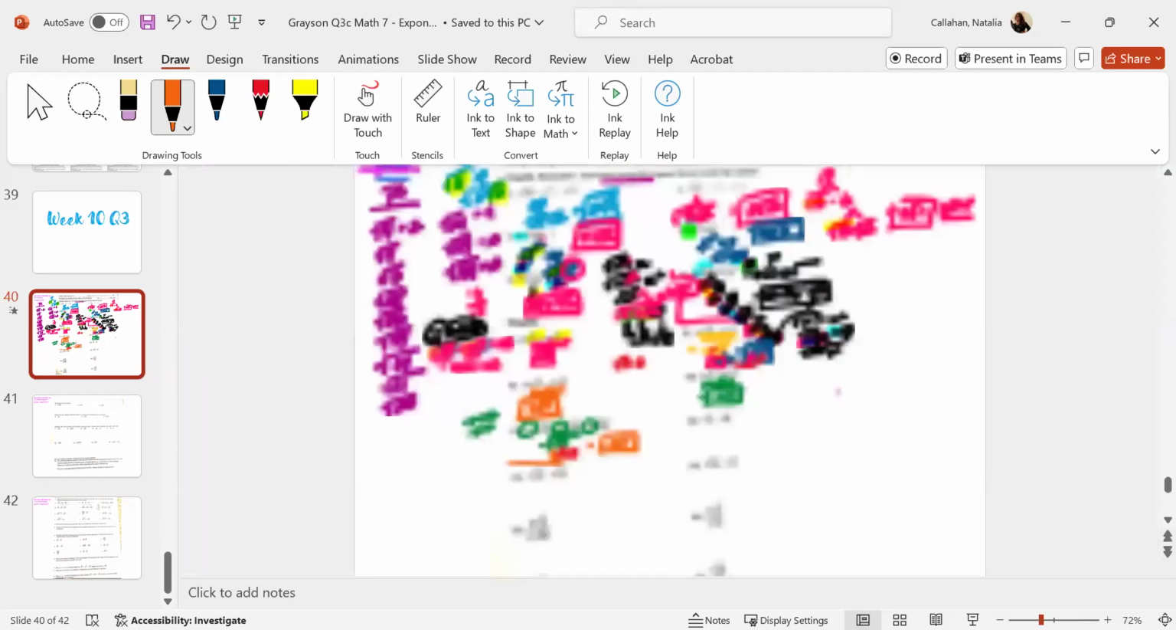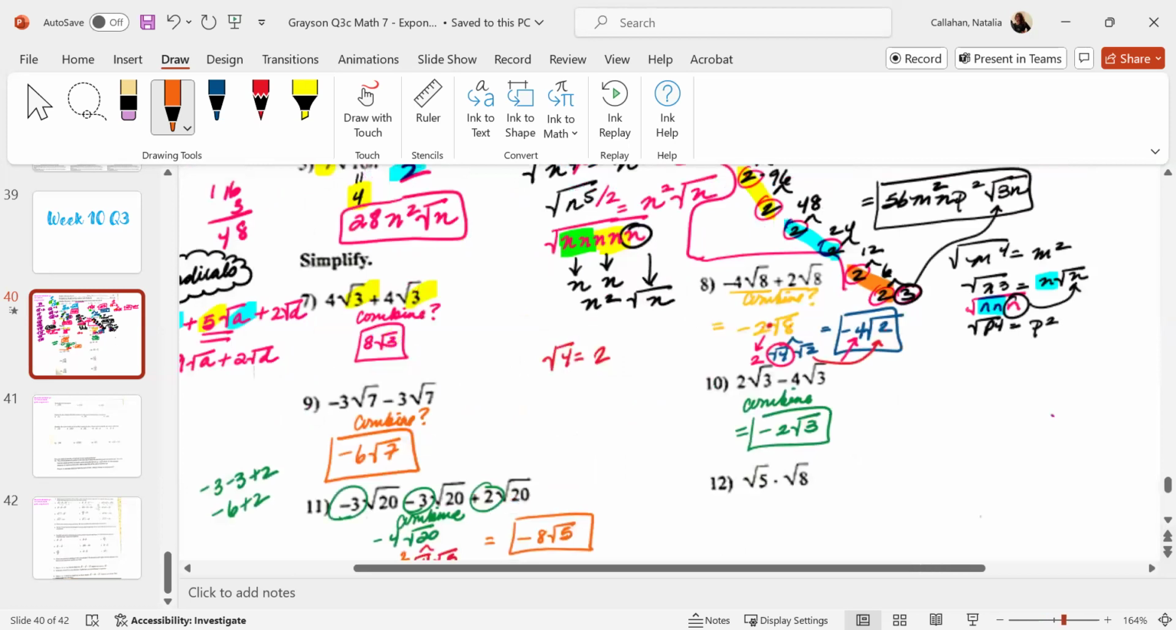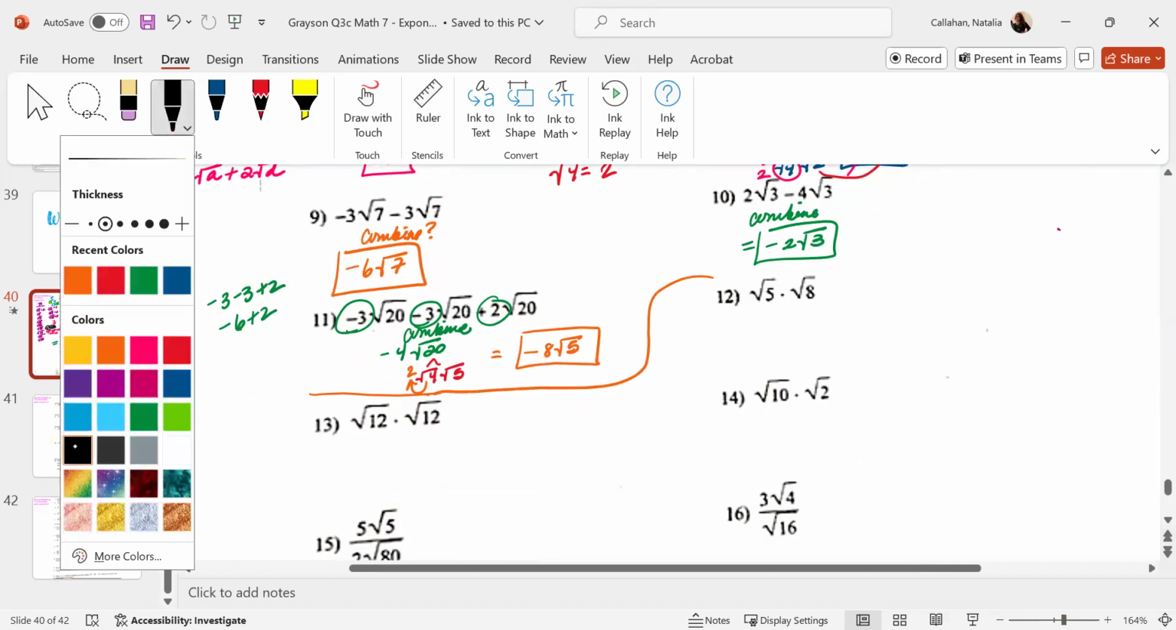Oh gosh. Next, what's going to happen is multiplication. You're certain she didn't go over any of the rules with you guys? It's ridiculous.